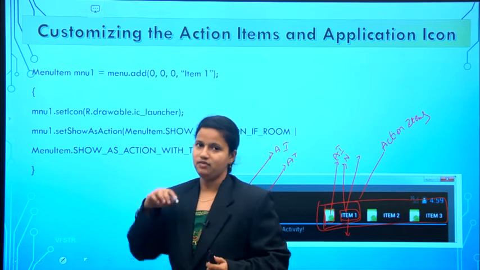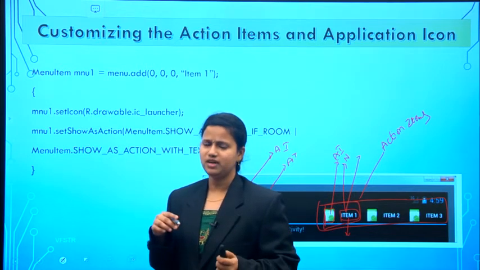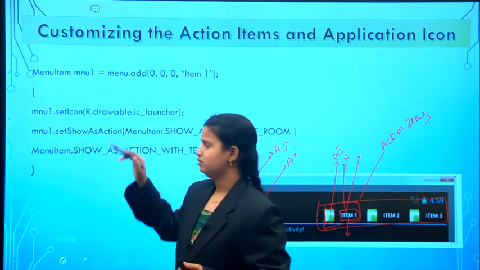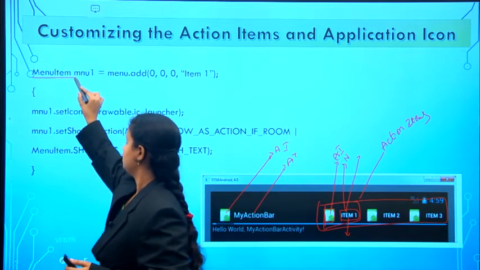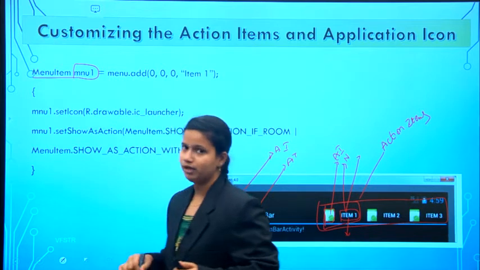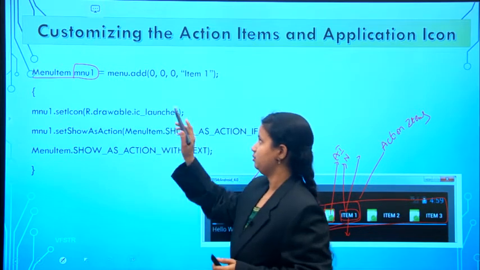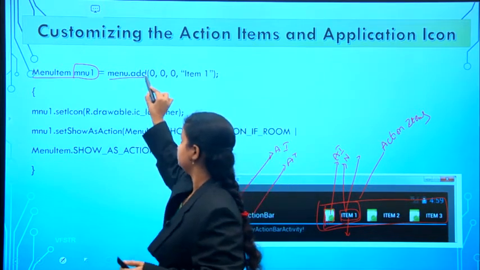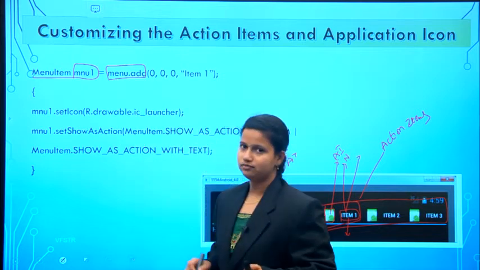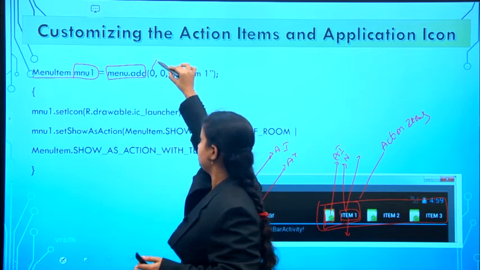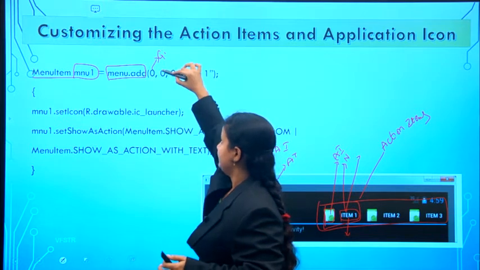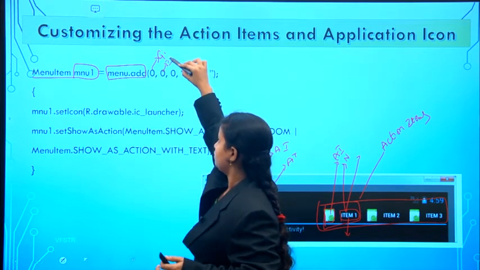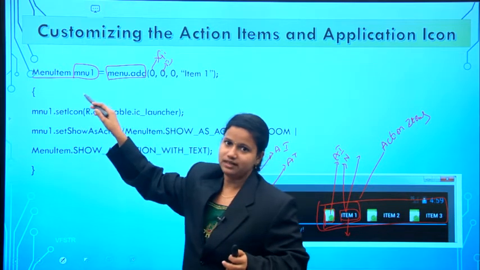In the previous class we had a menu choice with an onCreateOptionsMenu method. In that method we create a menu item, menu item 1, and add it to the menu using menu.add. The first parameter is the group ID, the zeroth group. This is the item ID, which identifies that menu1 is selected.